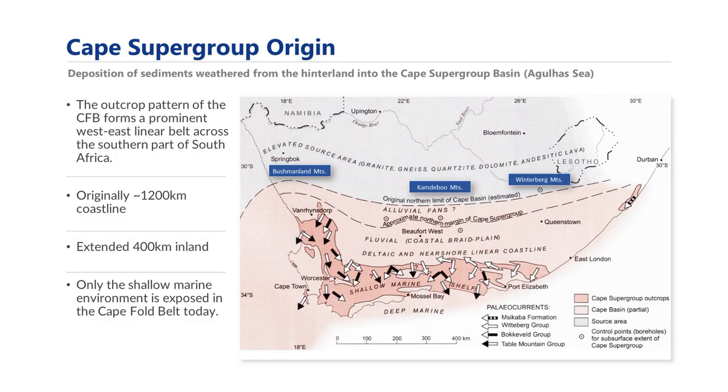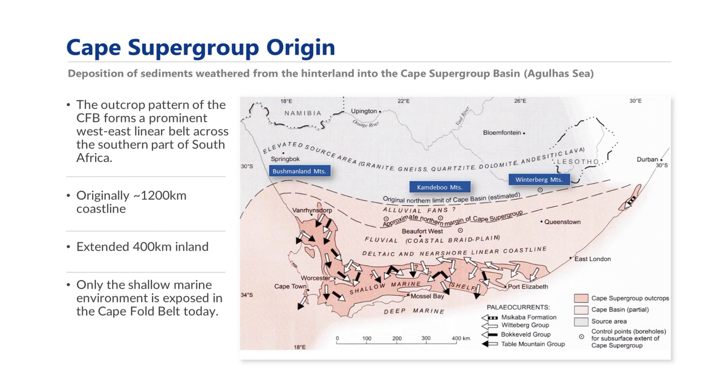So where did these rocks come from? This is an outcrop pattern of the current Cape Fold Belt, which extends for about 1,200 kilometers from Cape Town all the way to between East London and Port Elizabeth. There's a small fragment up south of Durban, which is a subsidiary basin. But we do know that it extends quite far inland.